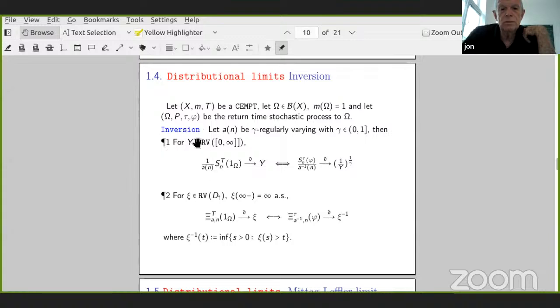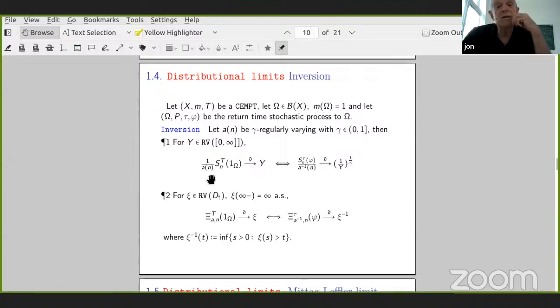Suppose I have a_n gamma regularly varying, with positive index, not zero index. Then I can invert. In other words, S_n f over a_n tends strongly in distribution to Y if and only if the partial sums of the return time function, now normalized by the inverse function, converge to 1 over Y to the power 1 over gamma. So this is gamma regularly varying, and this is 1 over gamma regularly varying. You could think about this going to a stable law of order gamma.